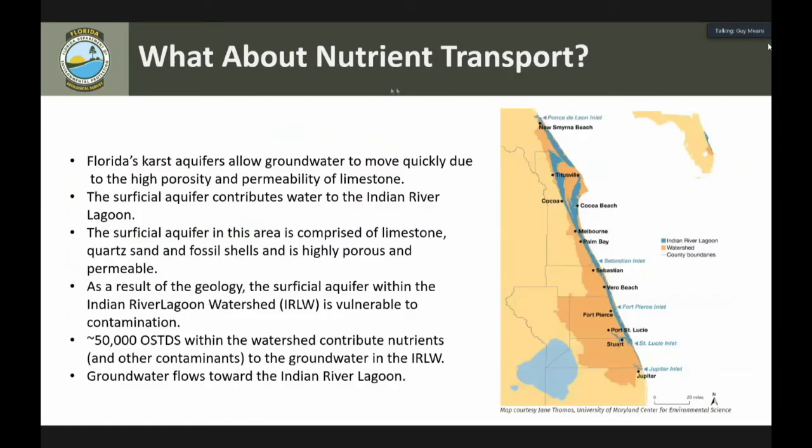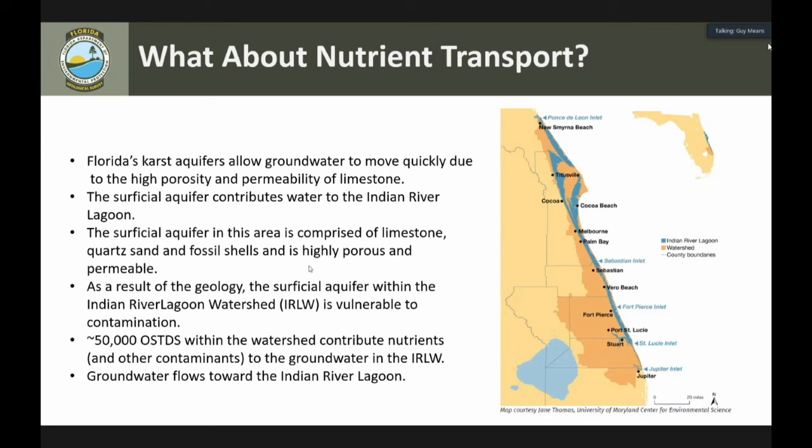So, as I already alluded to, it's not just nutrients, but really anything that could be a contaminant that gets onto the ground surface can make its way into the underlying aquifer system and travel rapidly. Florida's karst aquifers, as we already discussed, allow groundwater to move incredibly quickly just due to the porosity and permeability. The superficial aquifer system in this area also moves and contributes water to the Indian River Lagoon, as you already probably know.